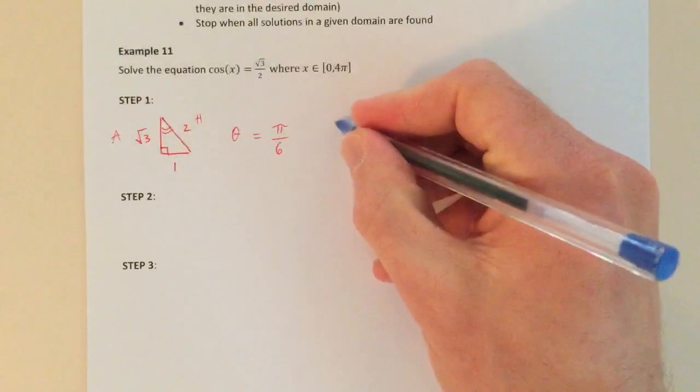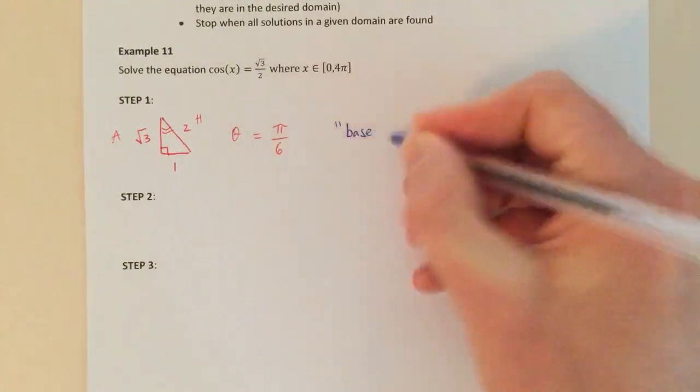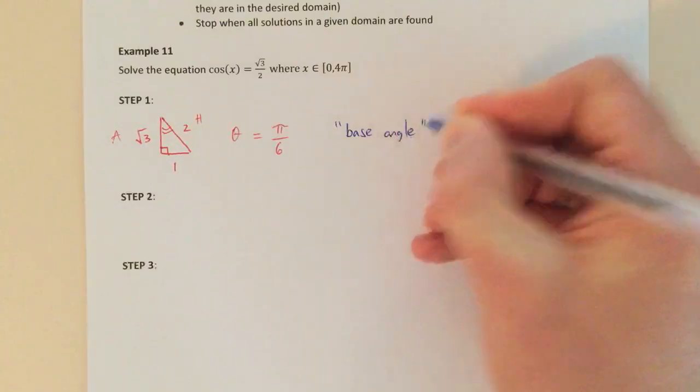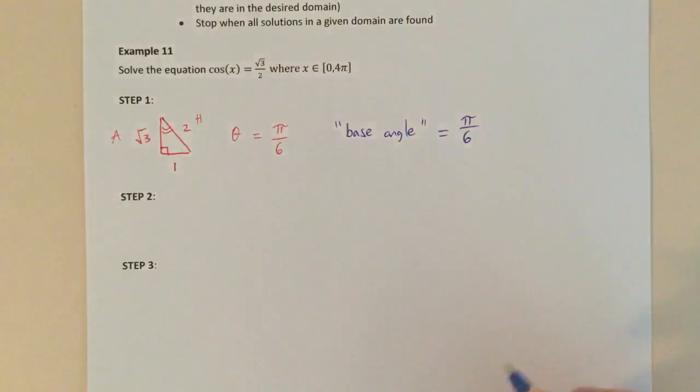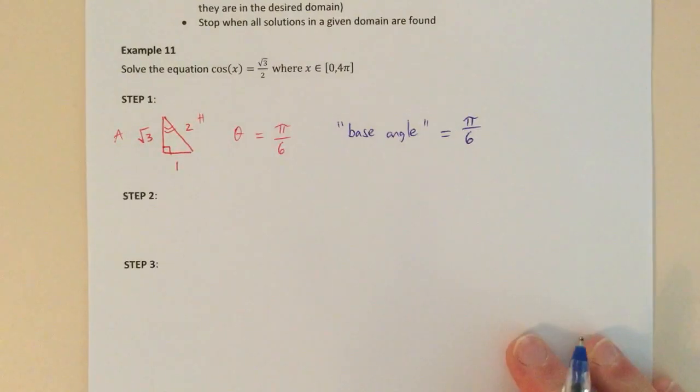Sometimes I like to call this the base angle. It's kind of like our starting point. In some questions, this might not even be one of our solutions, but it's the one that we find our other solutions from. So I'm going to call that the base angle.